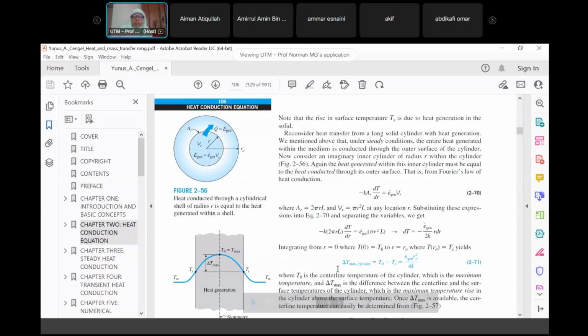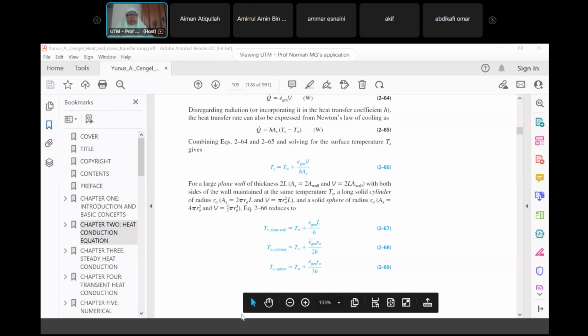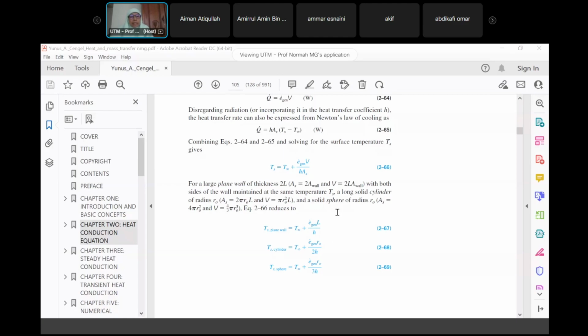274. For plain wall with heat generation, cylinder with heat generation, and sphere with heat generation. Look at it again, I got stuck there yesterday. Okay, that covers the material. The derivation of the complete heat diffusion equation, boundary condition, and solving is on page 105.